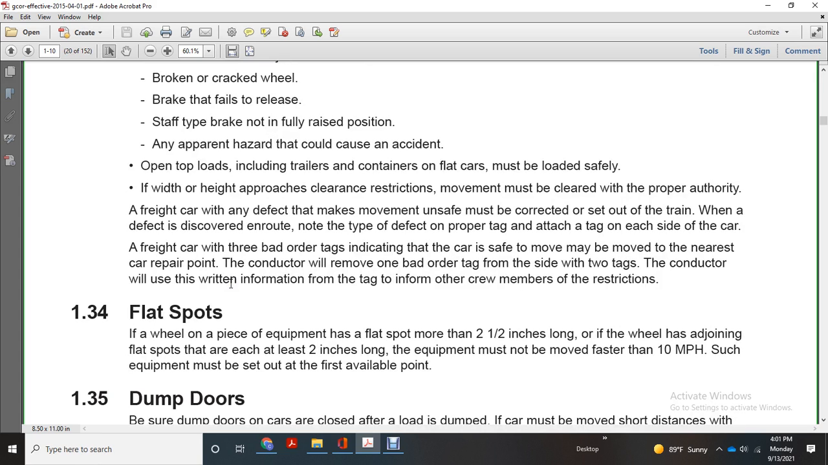If it has a flat spot more than 2.5 inches long with the wheel, or has an adjoining flat spot on each of 2 inches long, the equipment must not be moved faster than 10 miles an hour. The equipment must be set out at the first available point.